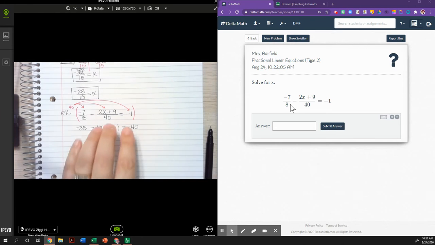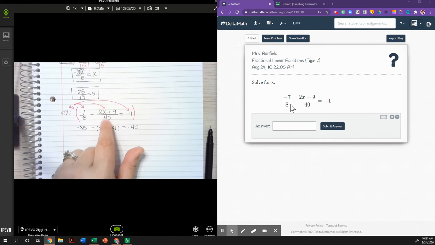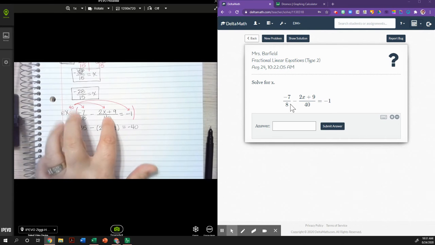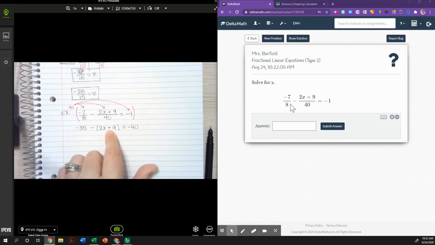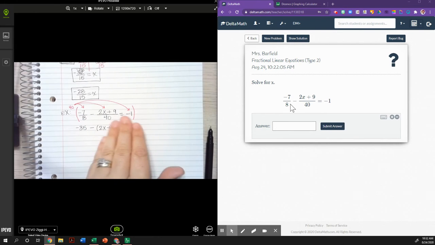Then I took that 40 and multiplied. 40 times negative 7 over 8, I just typed that in my calculator, so I got negative 35 and brought down the minus sign. In this next step, notice I just recopied 2x plus 9, because when you have a 40 in the numerator and a 40 in the denominator, they cancel out and you just leave that behind. So 2x plus 9. Then I multiplied 40 times negative 1 to get negative 40. Remember, you have to multiply the whole thing so it stays balanced.